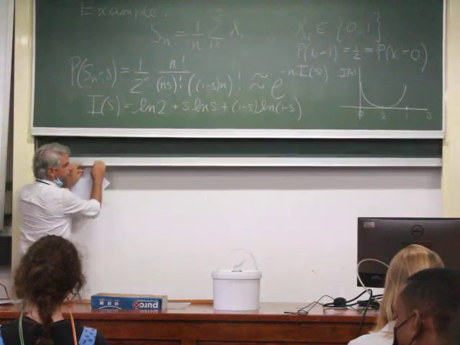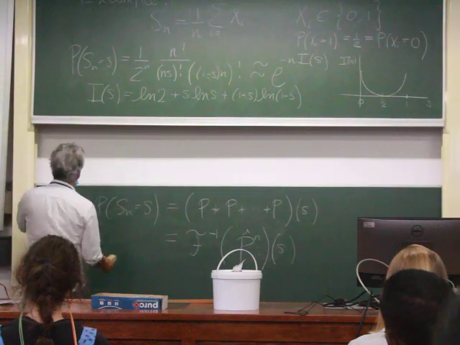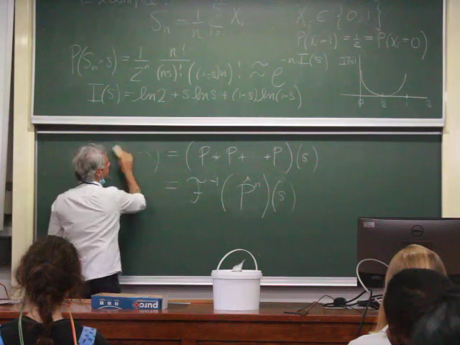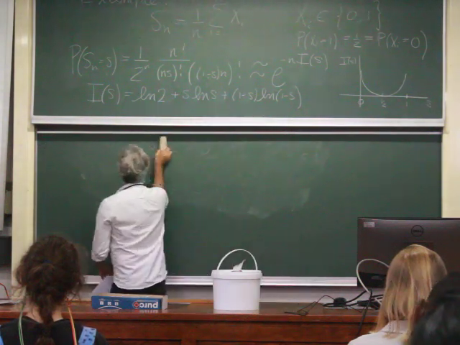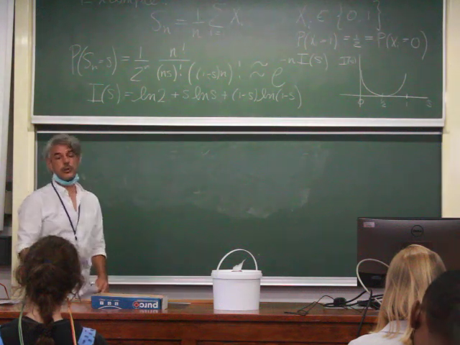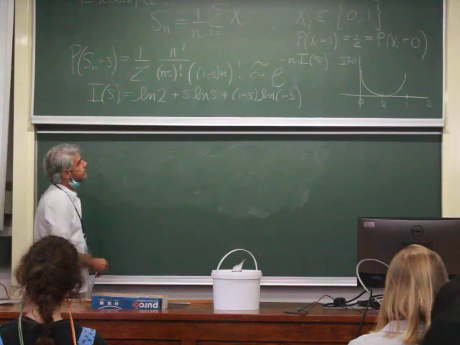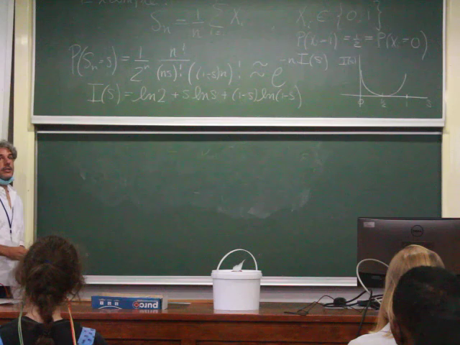Let's take another one. Another one will be a sum of Gaussians. This is also easy because I know the distribution is also Gaussian, so I don't need to compute the Fourier transform or the convolution. Yes? Is it an accident that the I(s) function looks a lot like the Shannon entropy? No, and we'll come to this.